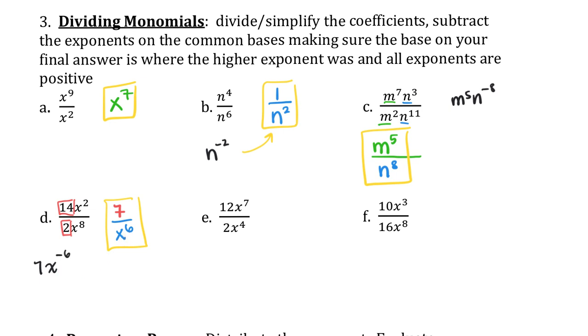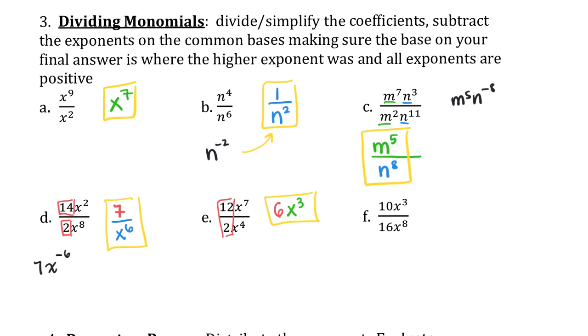Okay, let's try E. 12 divided by 2 is 6. Let's see, I have x to the 7 over x to the 4. 7 minus 4 is 3. Where are they left? Top. So I get 6x to the 3rd.